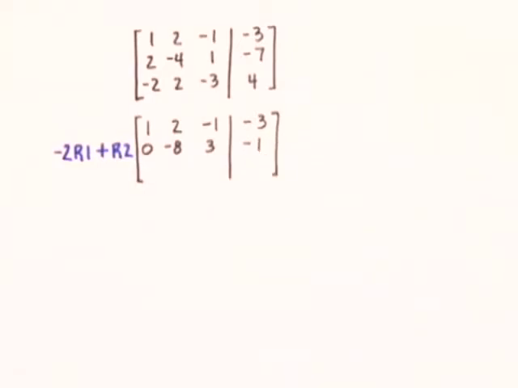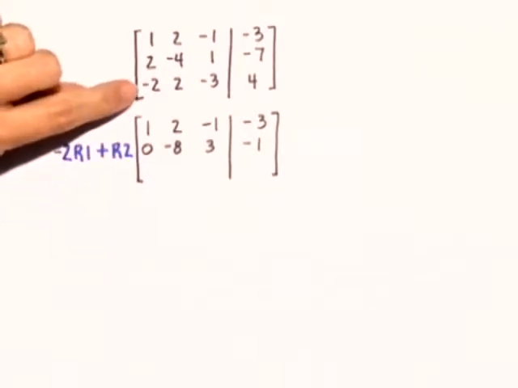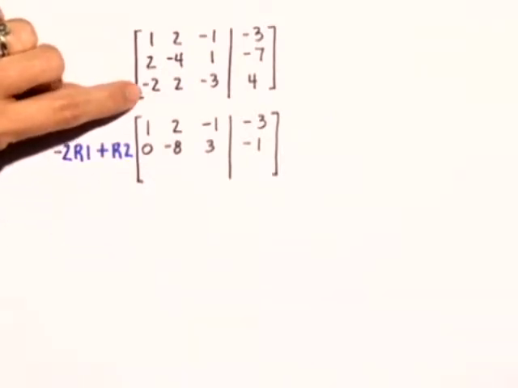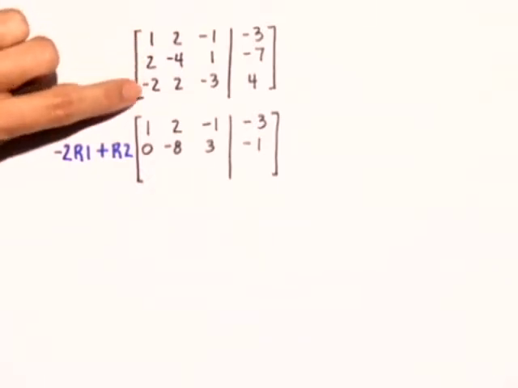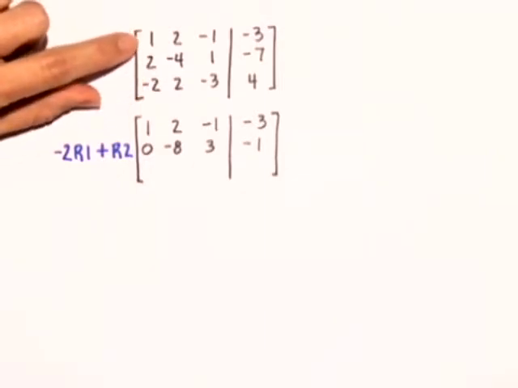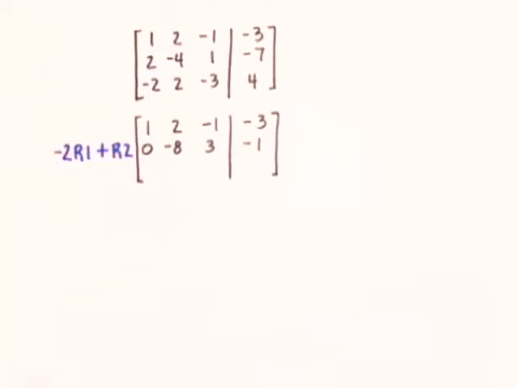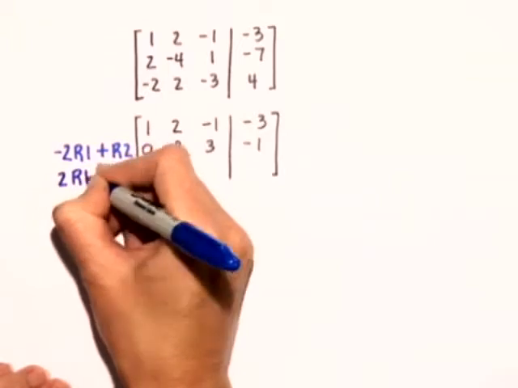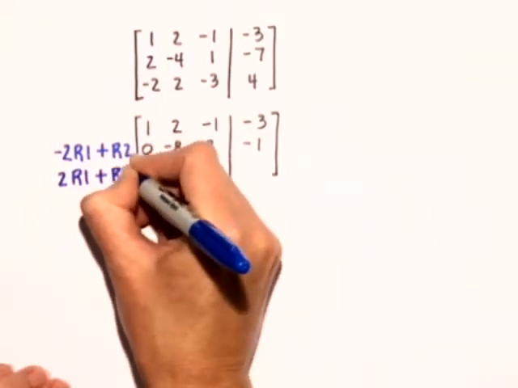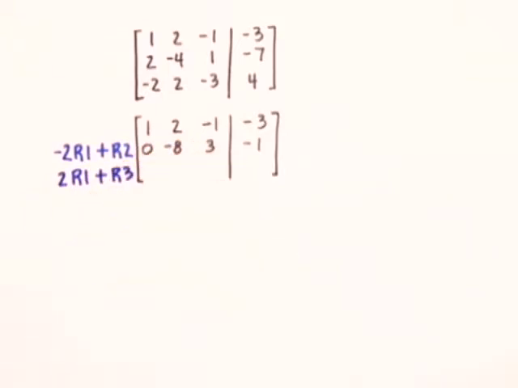Now we're going to do a similar type of operation for row 3. But in this case, notice in row 3 we have a negative 2. We want to get that to be a 0. So what we'll do this time is we'll multiply row 1 by positive 2, and we'll add it to row 3. Because if we do that, positive 2 times 1 is 2, plus negative 2 will give me 0. So I'll write that operation down. We'll take 2 times row 1 plus row 3, and that will be our new row 3.